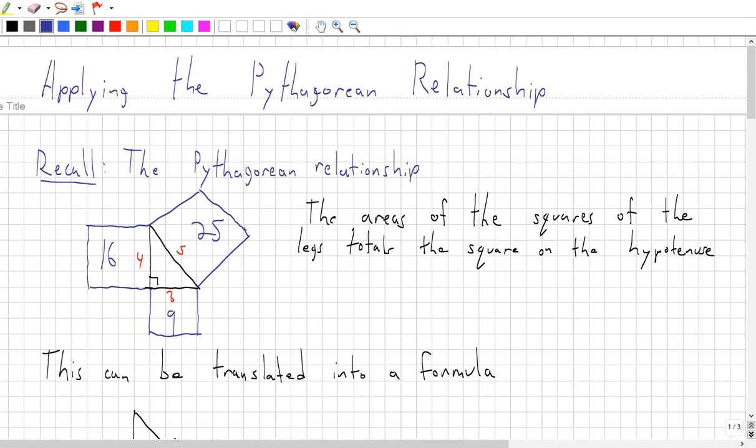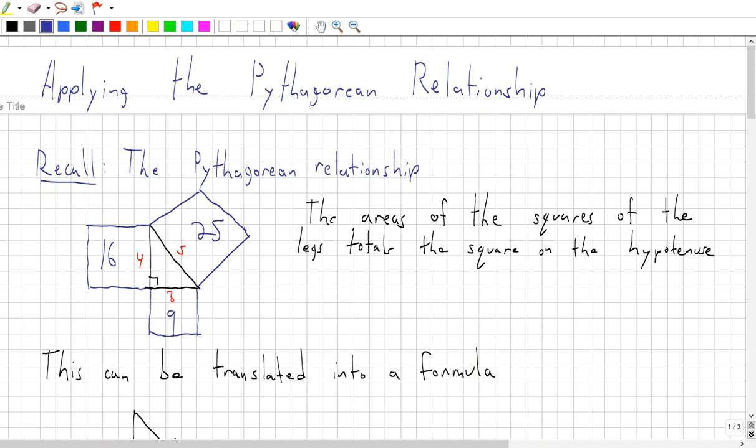All right, so we've explored the Pythagorean relationship. Now we are going to apply it using more algebra, as opposed to the geometry of the actual area of the squares. If you can recall, the Pythagorean relationship is basically that the areas of the squares on the legs, added together, total the square on the hypotenuse.